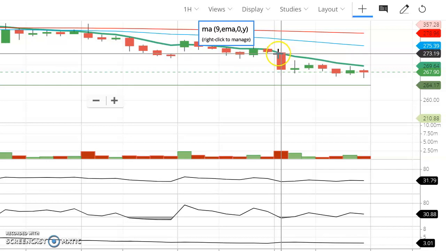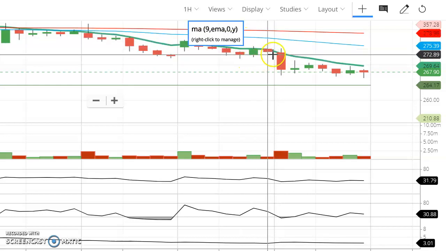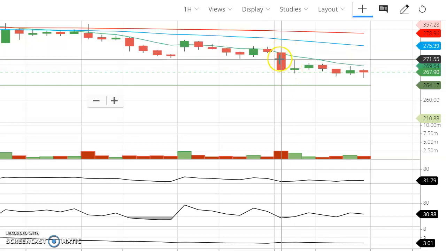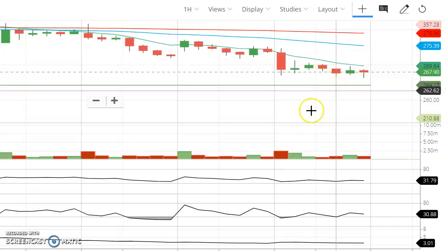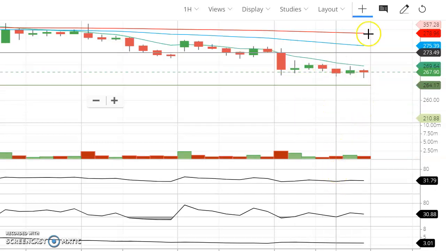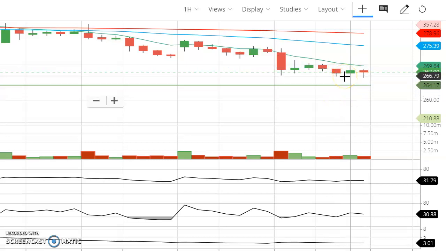So here you can see a fresh entry point even above 272. 273 is a good entry point, with a stop loss of 275. So there is just a 2 point stop loss. From a 5 point stop loss, we have converted to a 2 point stop loss, and there is no target until the RSI goes below 20, coupled with a bullish signal forming.